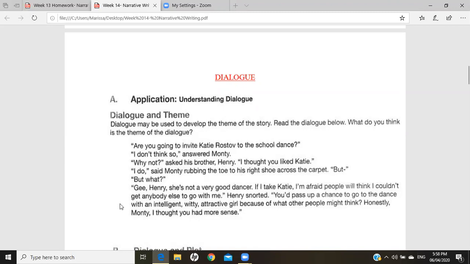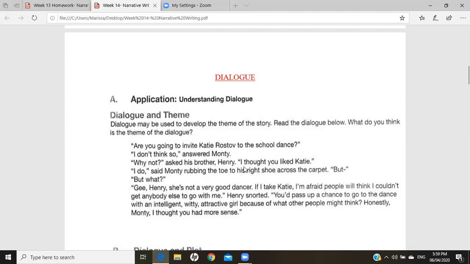So, you know, we have different themes like loyalty, friendship, love. So what do you think is a theme of this dialogue? Anybody want to help Marie? Miss, I'm thinking friendship and love. Friendship and love. Good. So who are the friends in the story? Miss, friendship. Monty and Henry, and well, Monty likes Katie, I guess.